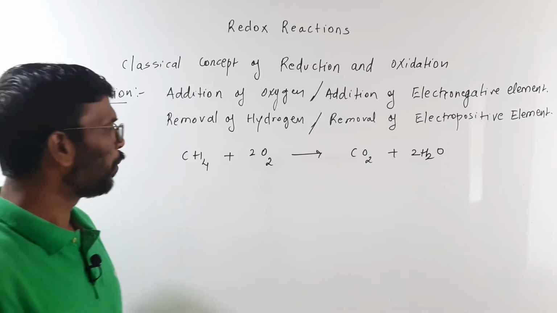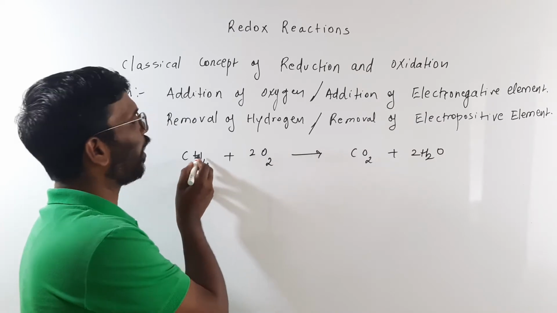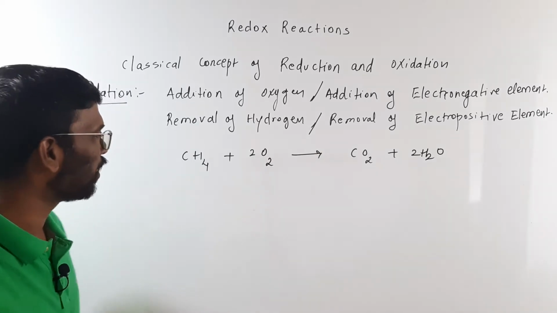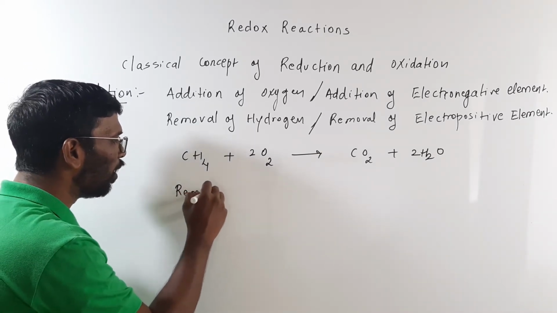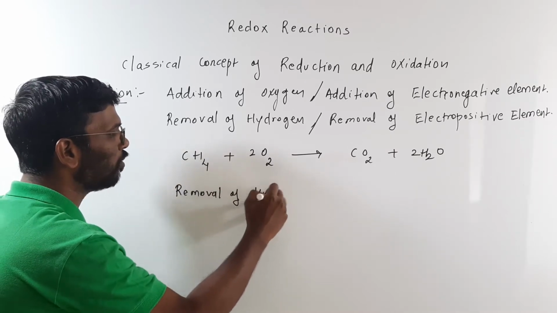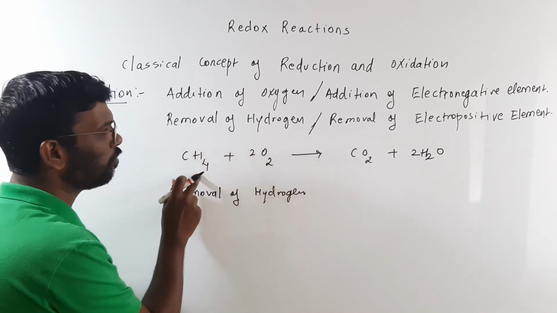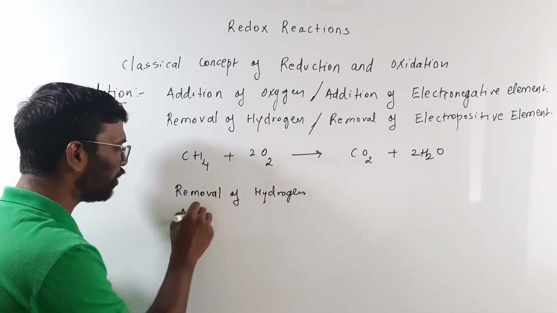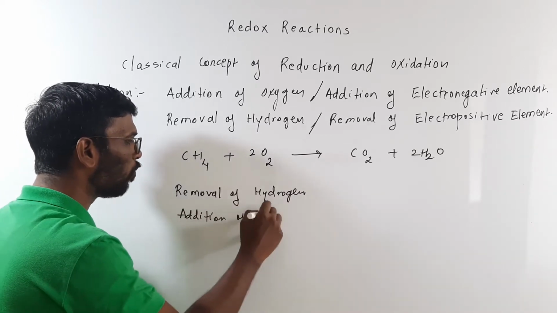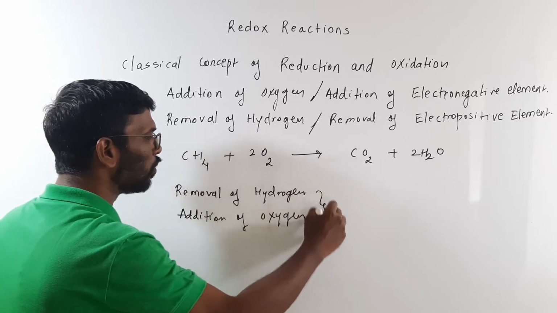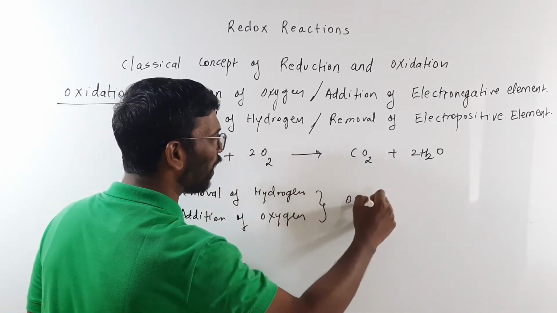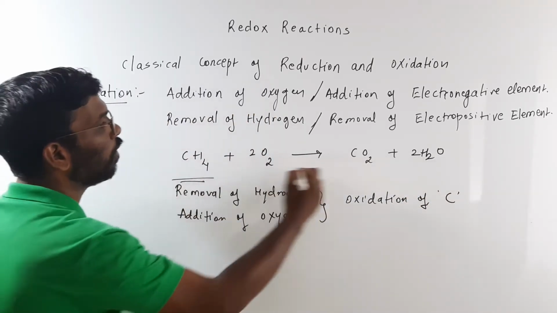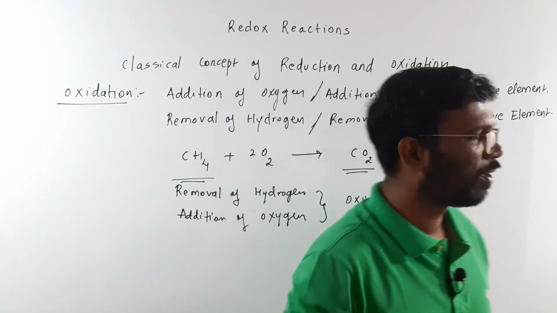Here you can see that in the whole process the carbon was with hydrogen. It was methane, and it has changed to carbon dioxide. In this process there is a removal of hydrogen. Yes, this is also an oxidation, and you can also see that hydrogen is replaced with oxygen, so there is an addition of oxygen. So there is an oxidation of carbon in this whole process. This is the classical concept we can think of.